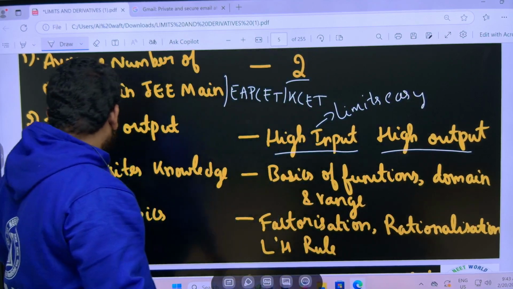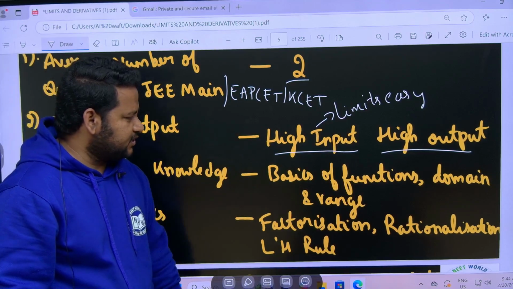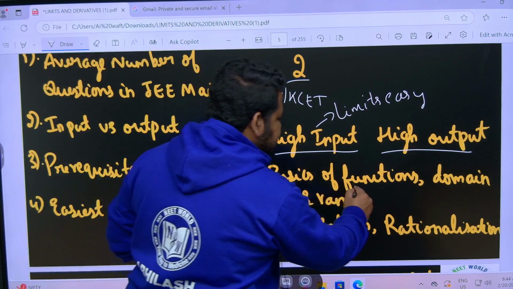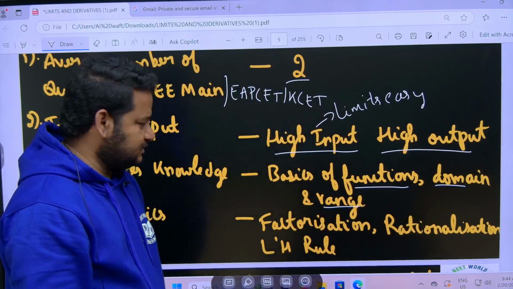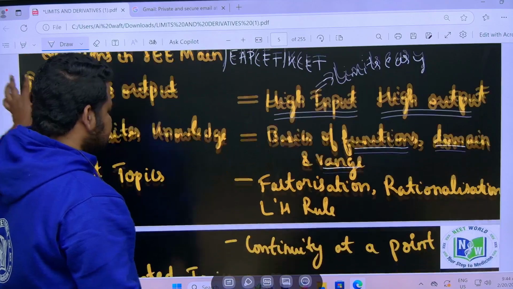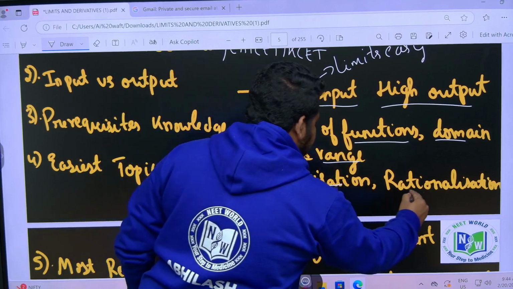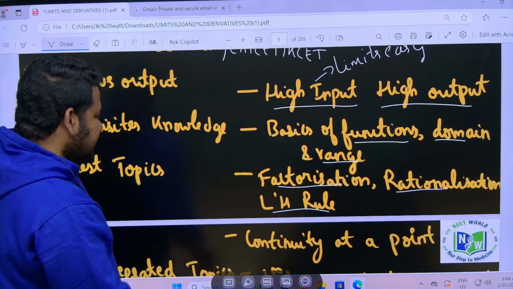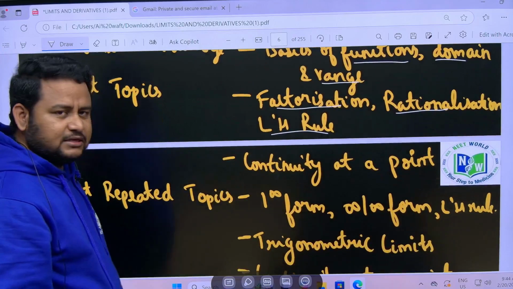Next, what prerequisite knowledge is required for solving limits and continuity, differentiability, or limits and derivatives? You should have the basics of functions, domain and range. Next, easiest topics. When it comes to limits, the easiest topics are solving by direct substitution, factorization, rationalization, L'Hospital's rule, and all these things. And continuity at a point. If they give continuity or discontinuity at a point, they are all easiest topics.